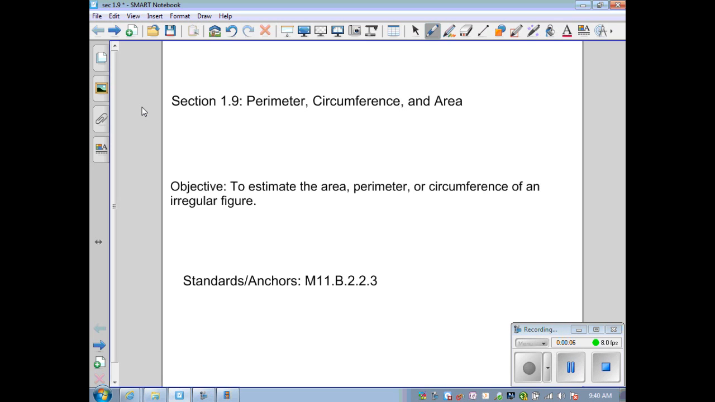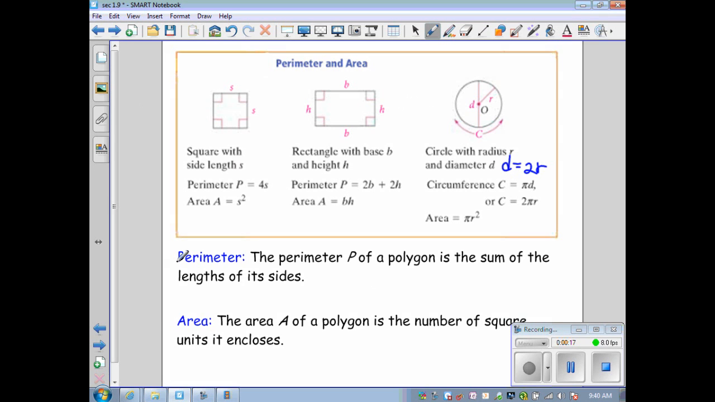Section 1.9, to estimate the area, perimeter, or circumference of an irregular figure. Perimeter. The perimeter P of a polygon is the sum of the lengths of its sides. Here we have a square. We can find the sum of all the sides or use the formula for perimeter of a square, which is P equals 4s, since all the sides are congruent.